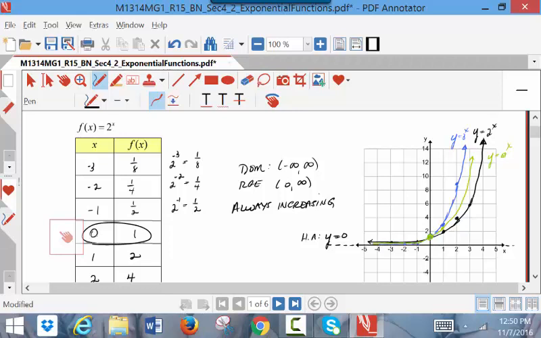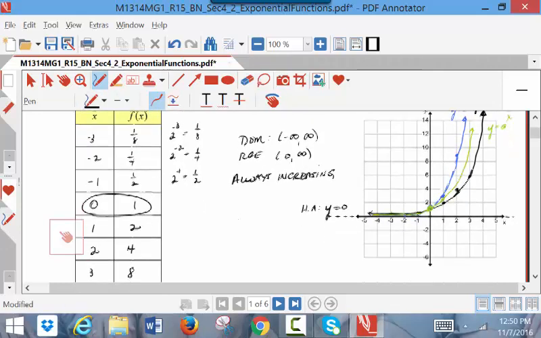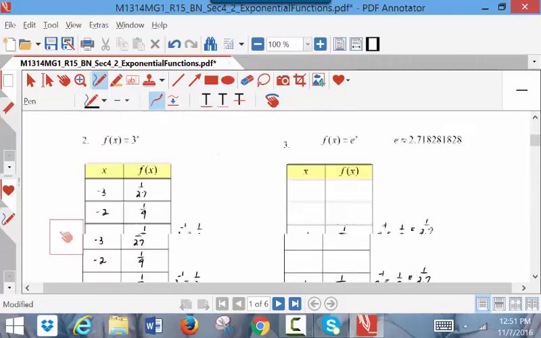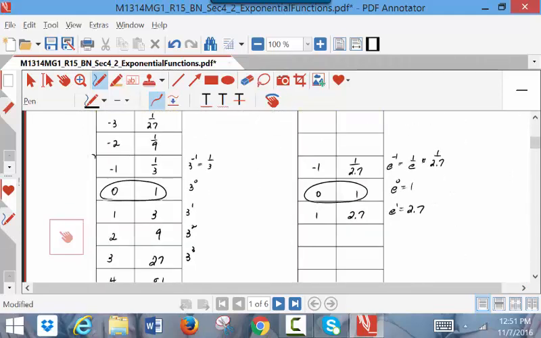Always increasing, same domain, same range, same horizontal asymptote. Now, in general, every time we graph one of these exponential functions, we're going to be working mostly with x values of -1, 0, and 1. So once you have in your mind that it's always increasing and has that horizontal asymptote, you can pretty much just use those three values and get a sketch of your graph. Those are the main three that we're going to continue to focus on.